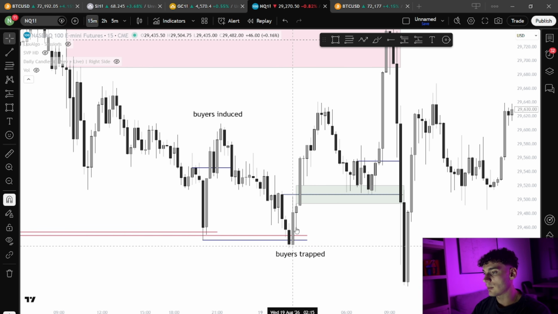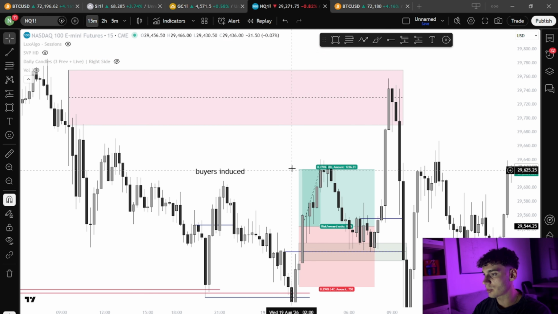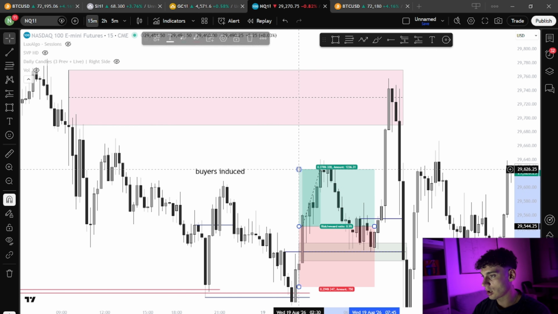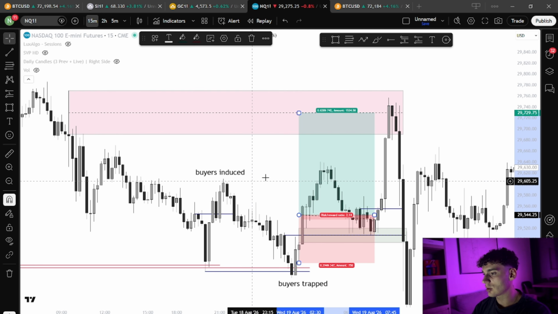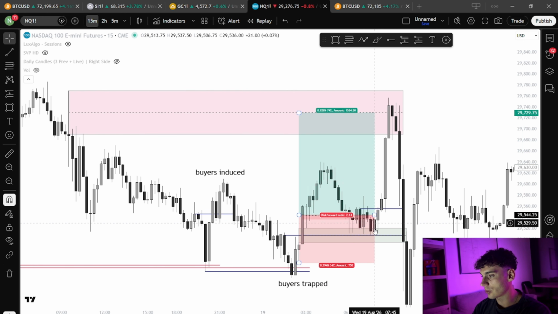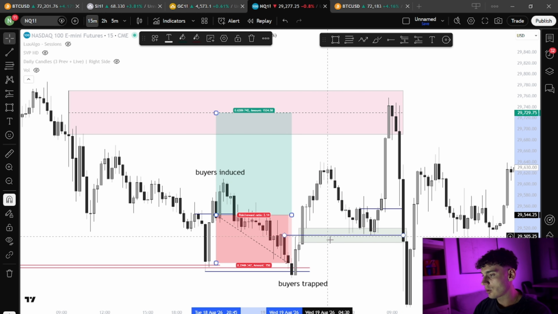So the next time we go up and make this change in state of delivery here, I was opening my long position. My stop loss was below this wick, and I was targeting 50% of this wick. That was about 1 to 2, a little bit more. And then as you can see, we pushed up, had a bit of a retracement, reacted off of this fair value gap, and then again a change in delivery.